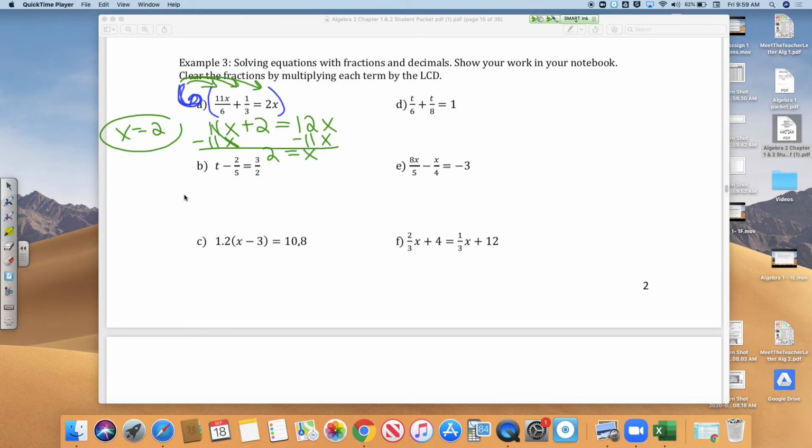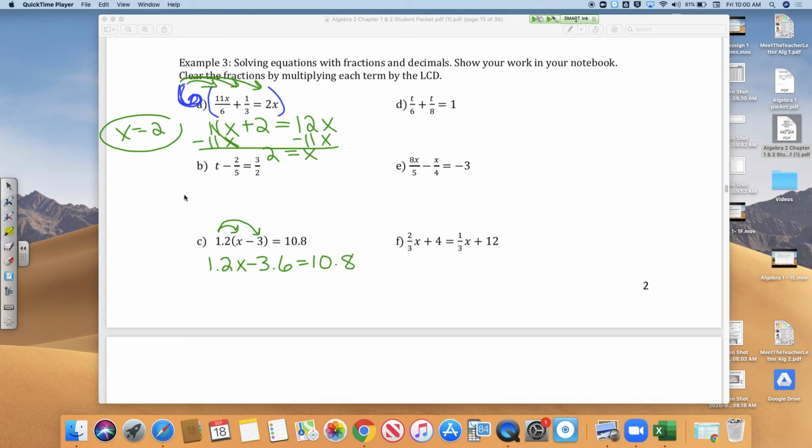So letter C, I'm going to multiply 1.2 by x and 1.2 times that negative 3. So 1.2 times x is 1.2x, and 1.2 times 3 is 3.6. So it's going to be minus 3.6 equals 10. Is that 10.8? I feel like there's a little thing here. Yeah, 10.8.